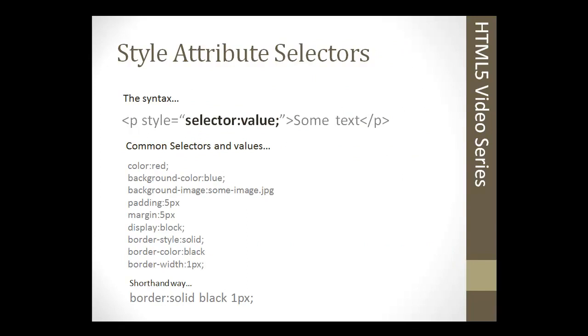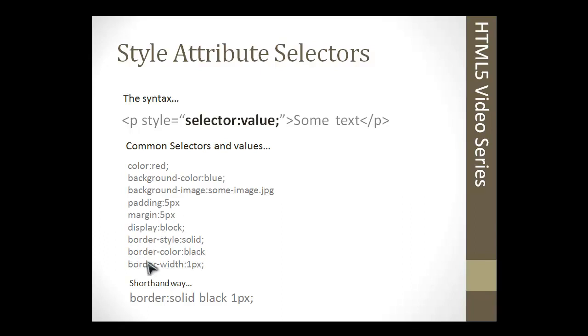So here are some common style attribute selectors. As I showed you in the last slide, we can have the color selector of red, which would make the text red. Background color, make it blue. Background image, we could actually have an image as the background, and you would just put the location of the image, either absolute or relative. Padding, 5 pixels, which is the space around it. And margin is similar to padding, but there is a difference, and I'll get into that in a later section. And display block, we could also have display inline, we could have display none, which would hide it altogether.